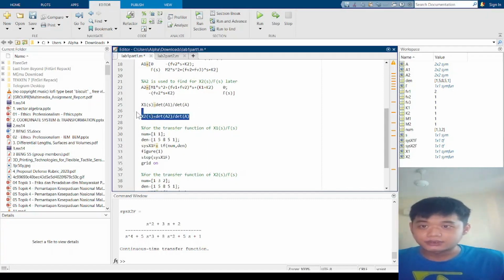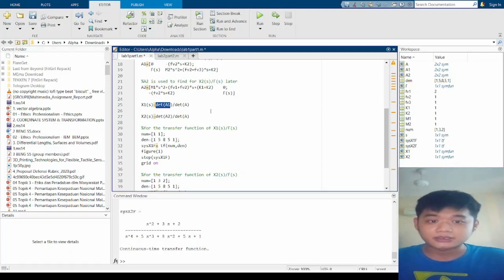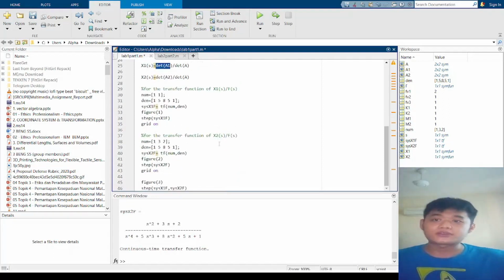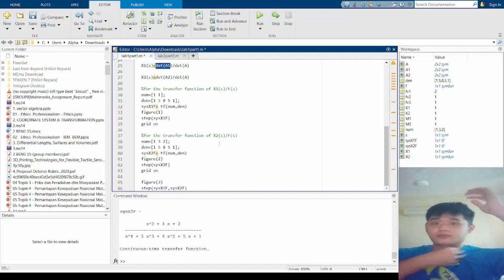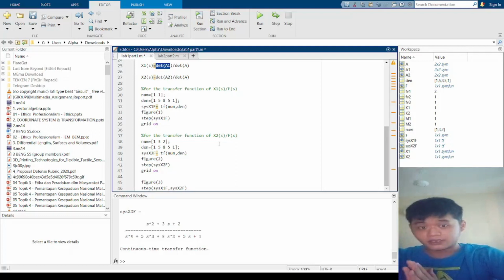So here, in order to find out the final transfer function for x1 and x2, simply use the determinant for x1 divided by the normal determinant, and then the same goes for x2, using the determinant of x2 divided by the determinant of the normal matrix form. Then to draw the figure, we also need to find out all the values of the numerators and the denominators in the transfer function of x1 and x2.